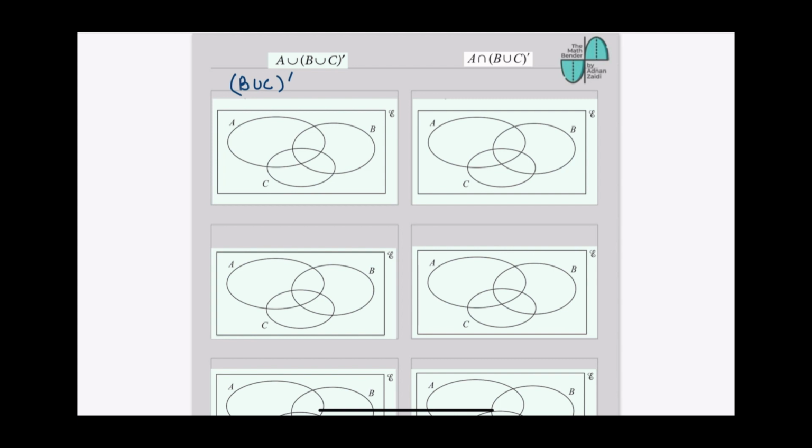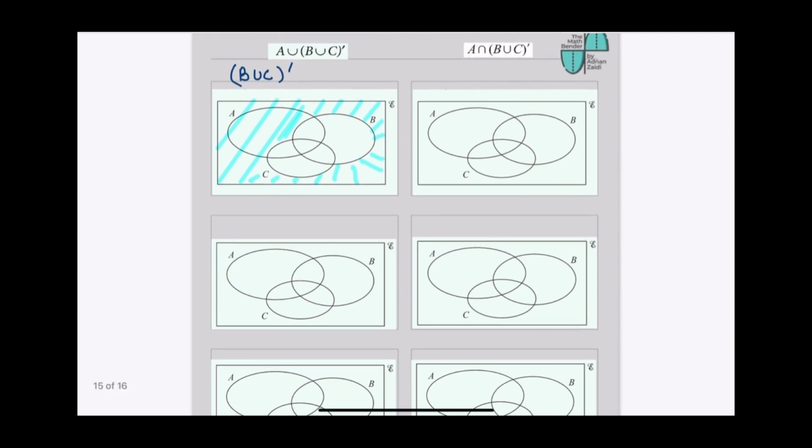So which means except B union C, you write down all the elements except all of B and C, all of the elements. This is B union C complement. Now, shade with A. So this is A. All of it is A.